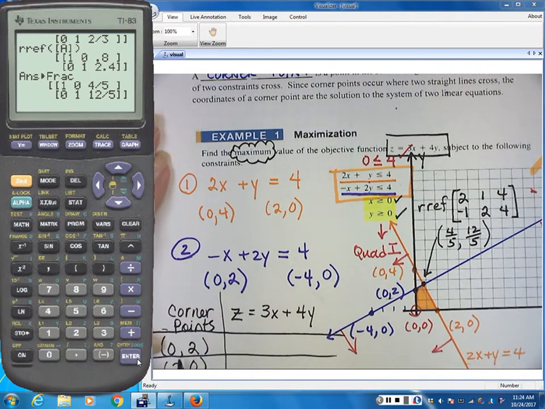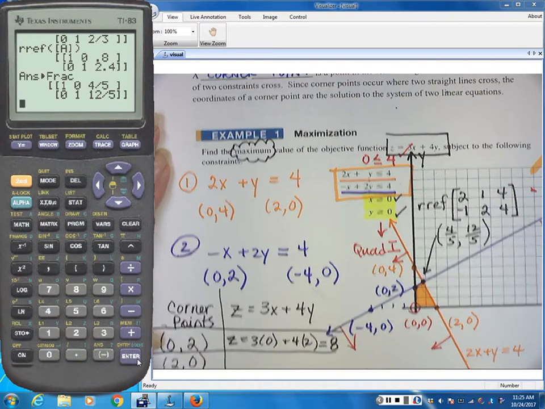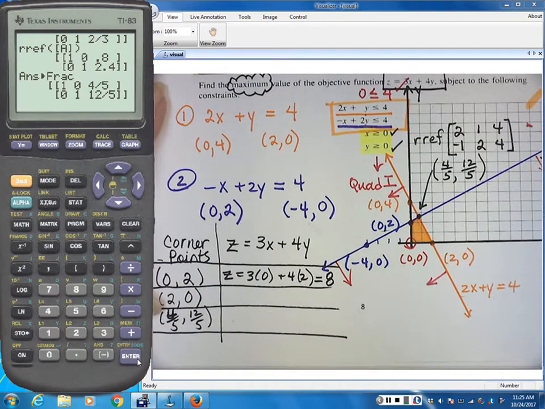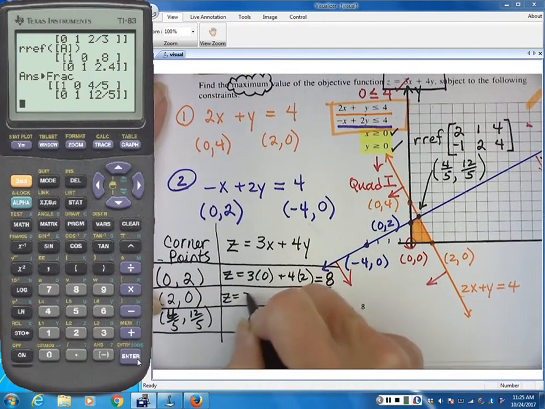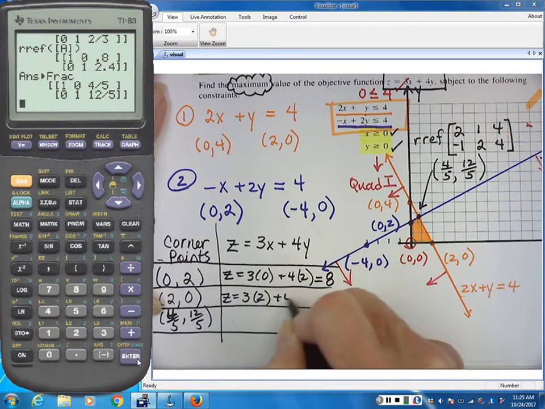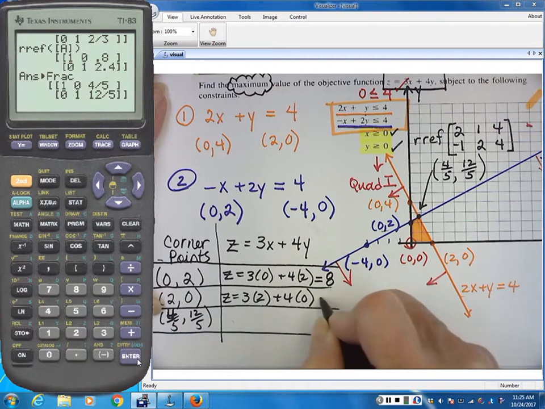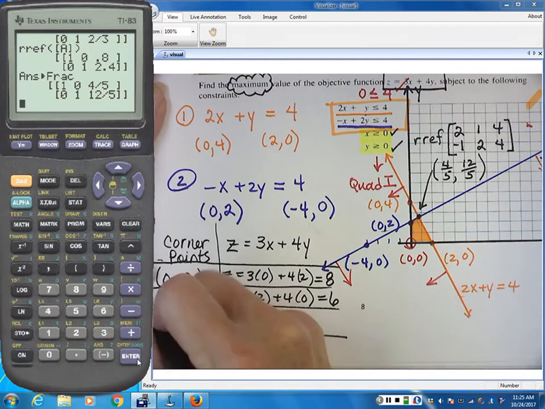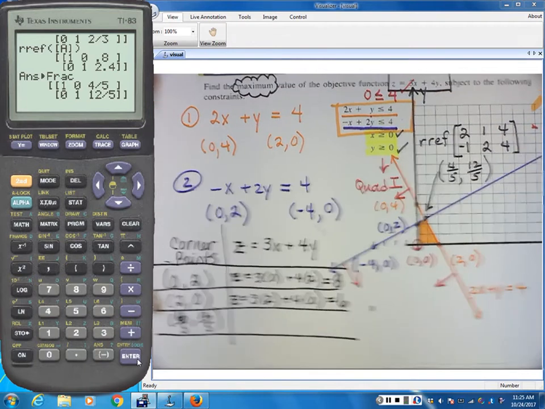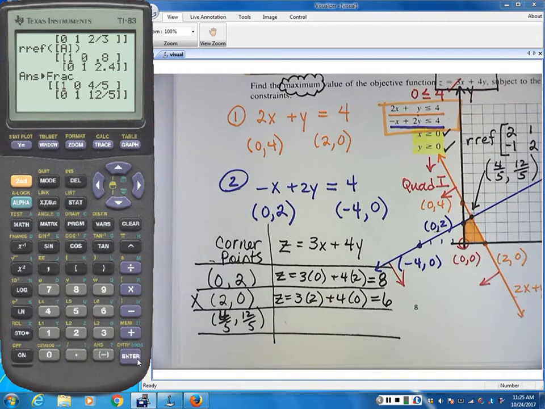So z for this first one would be 3 times 0 plus 4 times 2, and 0 plus 8 is equal to 8. Then we're going to plug in z equals 3 times 2 plus 4 times 0. 3 times 2 is 6 plus 0 is equal to 6. So we know already that's not going to be our maximum, because it's already less than the 8 we got on the first one. So now we need to plug in this one.